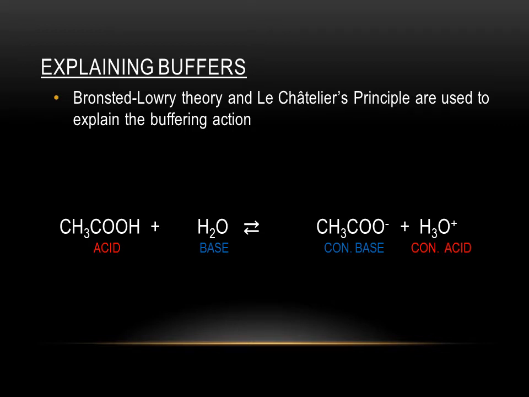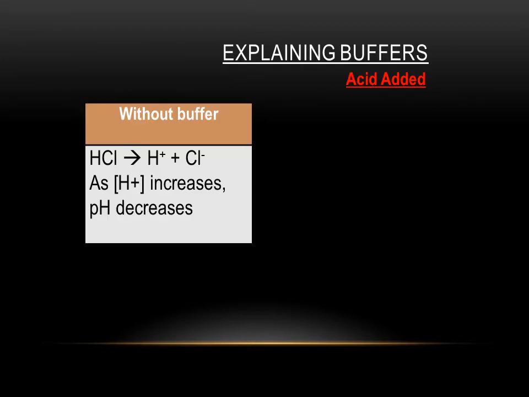We can reconcile this with everything we've been learning about Bronsted-Lowry theory and Le Chatelier's principle. You can see the two conjugate pairs there, both the acetate and the acetic acid, and the water and the hydronium. So what normally happens when we add an acid to a solution? If we add an acid, it's a source of hydrogen ions. If you look at the strong acid, hydrochloric acid, it undergoes complete dissociation, or ionization. So we're going to get a huge influx of hydrogen ions that's going to increase the concentration and correspondingly decrease the pH. But what happens if we add an acid to a buffer solution?